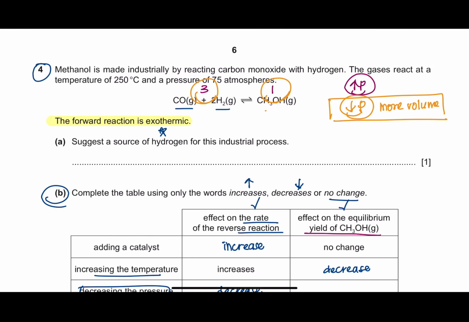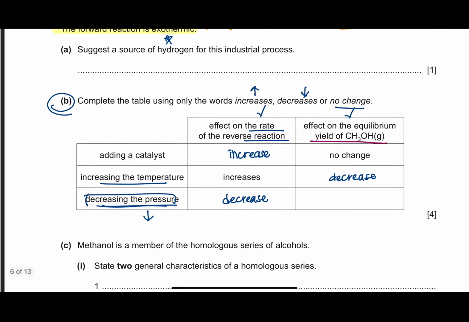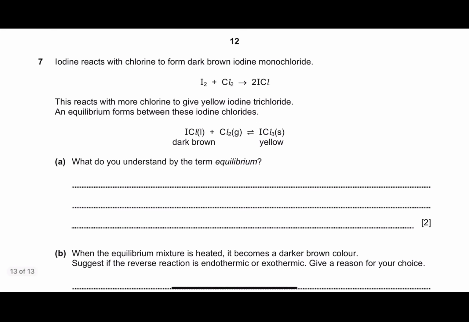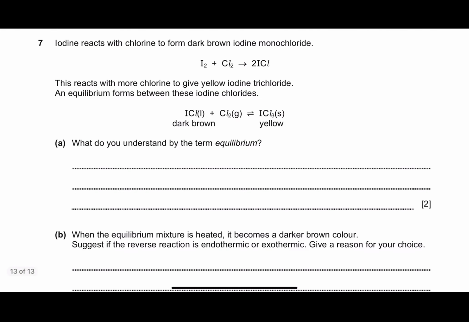So now that the case is decreasing the pressure, your equilibrium will move to this side, causing your yield to decrease. Reactant increase. So the answer to this part would be decreases. This is a question from the specimen paper 2020.